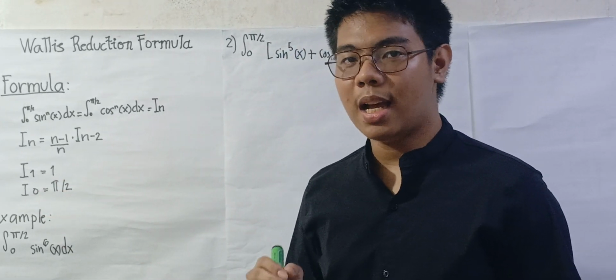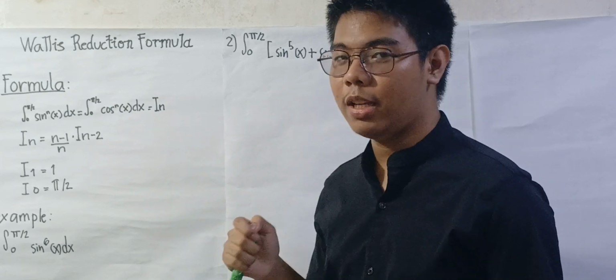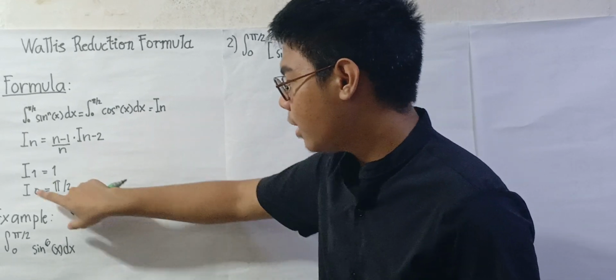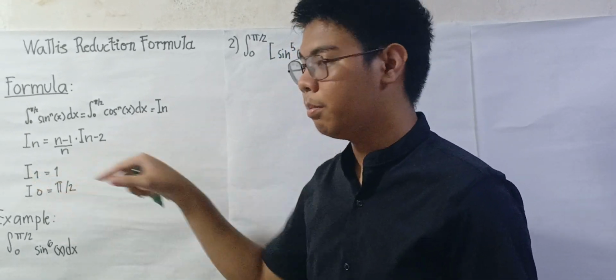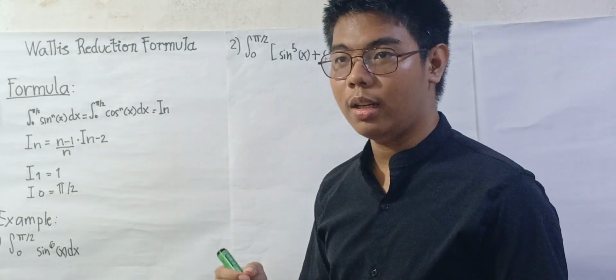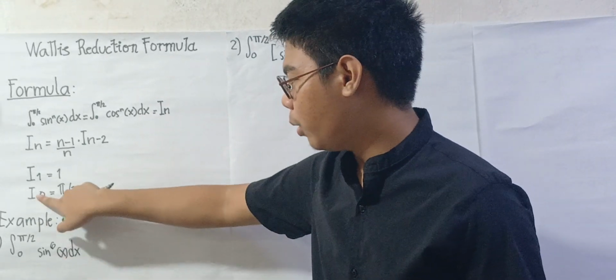I1 is equal to 1, I0 is equal to pi over 2. Something to remember is that if your power is odd, then you will always end up with I1. And if it is even, you will end up with I0.